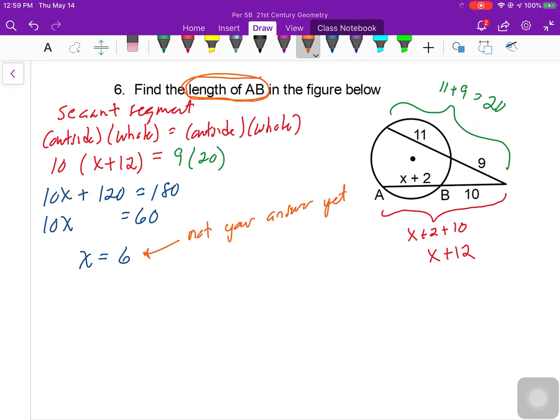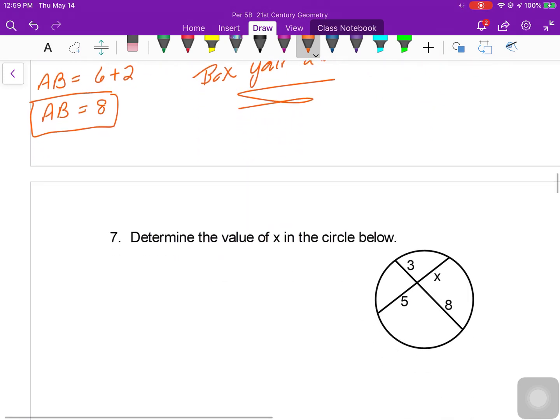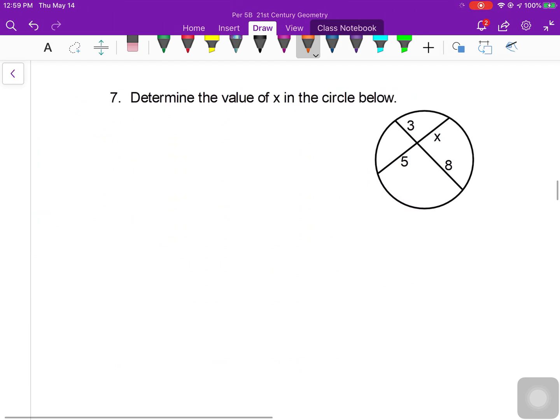Now, don't box that yet, because if you look up here, they asked us to find the length of AB. So this is not your answer yet. We need to find A to B. To find A to B is really x plus 2, so A to B is now going to be 6 plus 2. A to B comes out to be 8, and this is our answer. So read the problem carefully. Here we had to substitute back in. And always box your answer. And only box your answer.